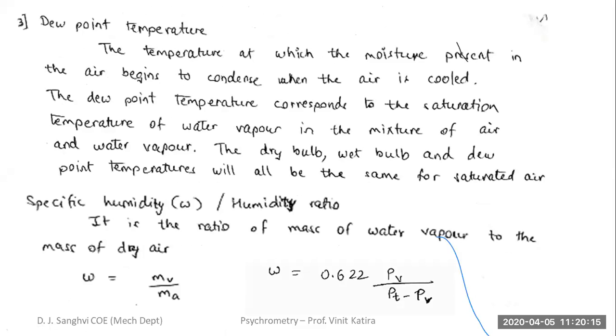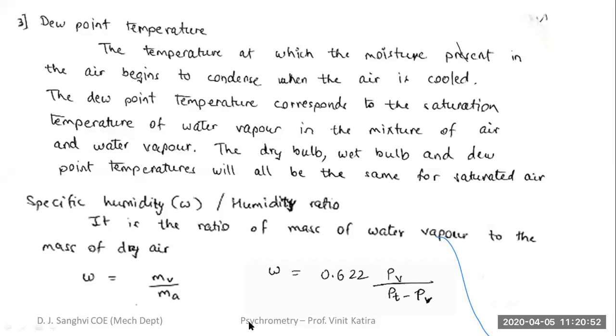Next parameter is dew point temperature. Whenever we keep a glass of cold water on a table exposed to air, you will find that moisture condenses on its outer surface. That is when the moisture content in the air comes out in the form of water droplets and condenses out. So dew point temperature is that temperature at which moisture in the air begins to condense when the air is cooled. Okay.